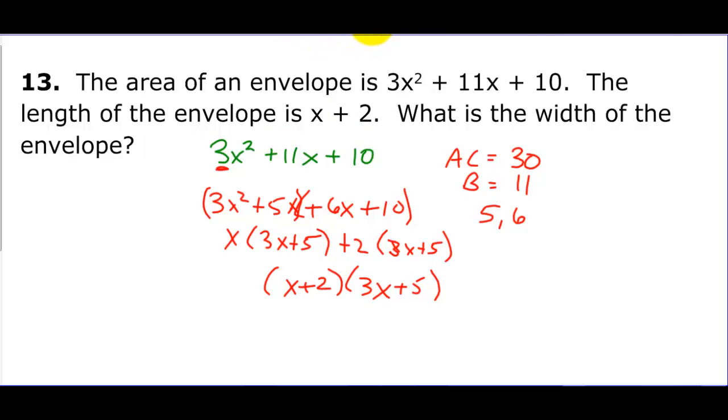And so what they're really saying is, we know about x plus 2, that's this one. What's the other one? And so you're just going to say, well, the answer is 3x plus 5. Right? That would have to be the width, because that's the only thing that I could multiply with x plus 2 in order to get the original expression.